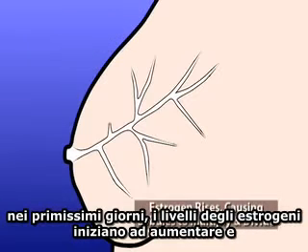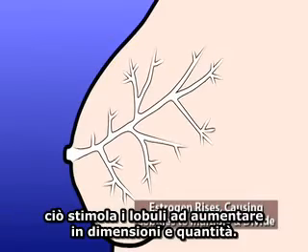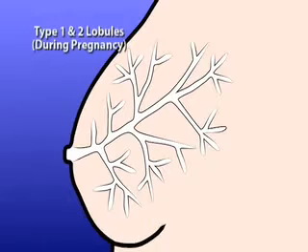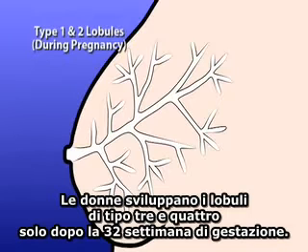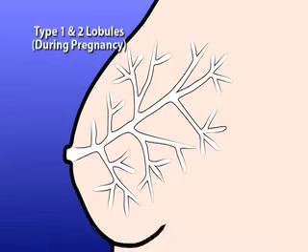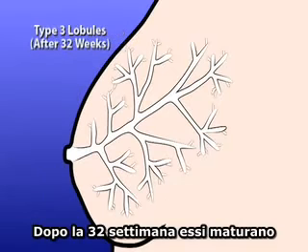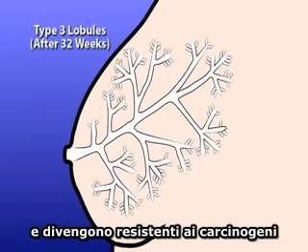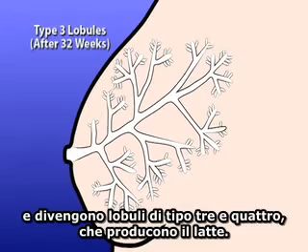So what happens is in the first part of pregnancy, within the first few days, your estrogen levels start to rise. And this stimulates those lobules to increase in size and number. The only way that a woman develops the type 3 and 4 lobules is after 32 weeks of pregnancy. After 32 weeks, they mature and become resistant to carcinogens, and they become type 3 and 4 lobules, which make the milk.